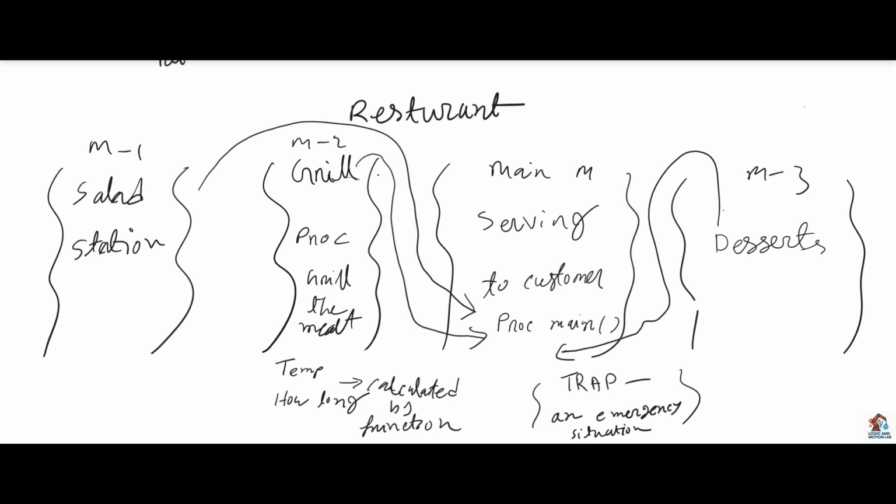In other modules, you can have multiple procedures. Like for example, in grill station, you can have a procedure to grill the meat. But how much temperature you should use, how long you should grill it, it will be calculated by a function. At the end, what is trap? Trap is basically, you can consider as an emergency situation. For example, there is a fire. So every other work will get interrupted and the trap will get activated. Now you can ask me a question: why do we need trap?